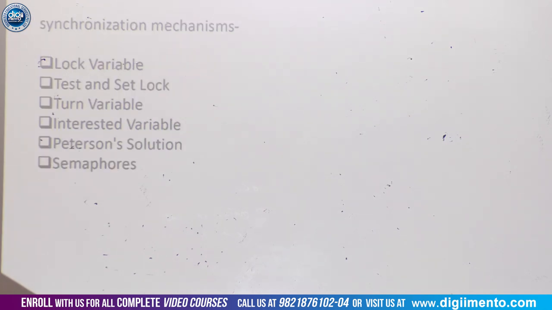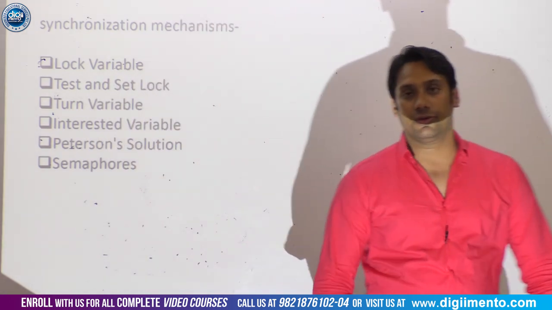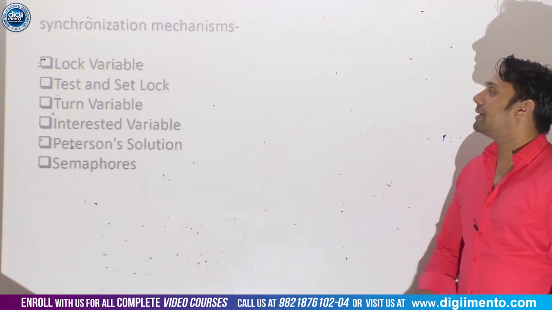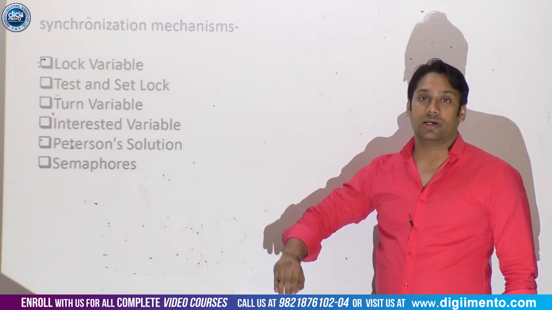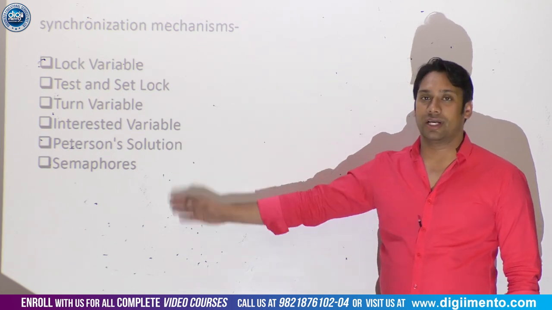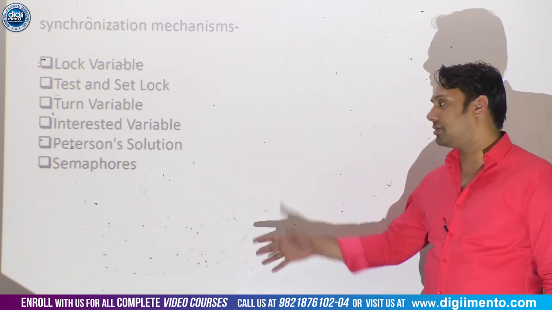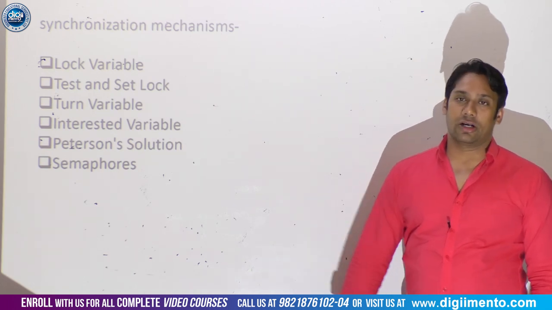Okay, so we are going to give various mechanisms here to resolve this issue. The first mechanism we have is the lock variable solution. Then we'll be studying test and set lock. Then there's the turn variable, interested variable, Peterson solution, semaphores, and so on. There are many more mechanisms. There are a lot of problems, like the dining philosophers problem, and there are a lot of problems like this.